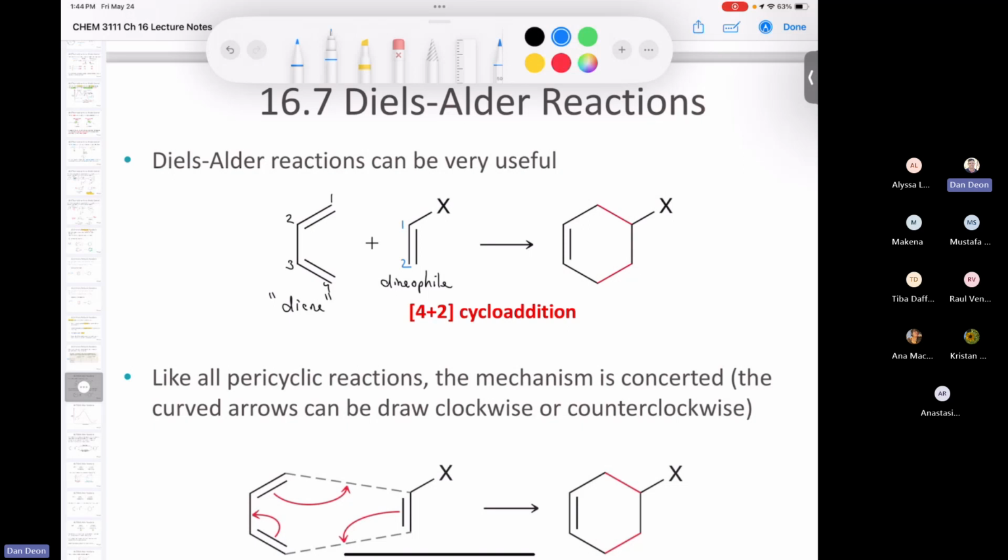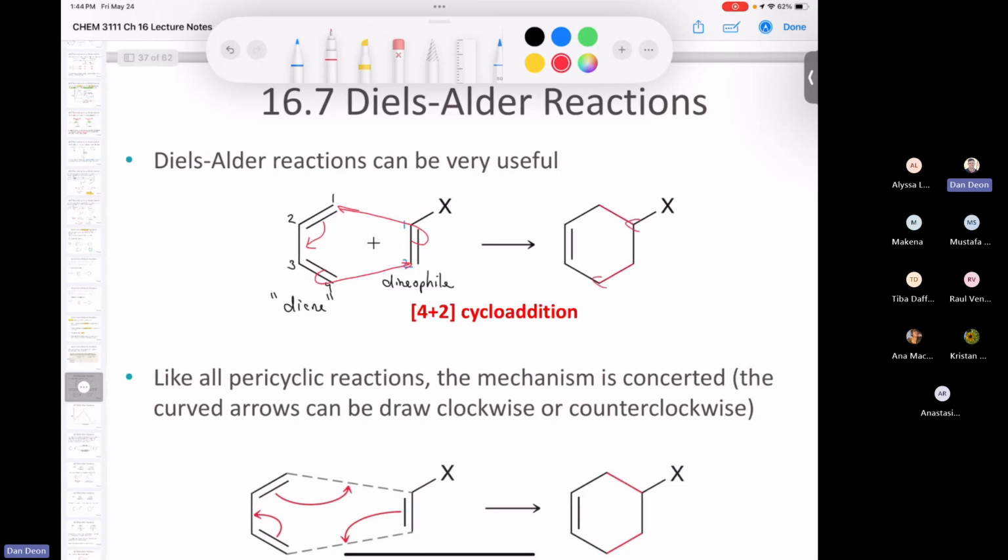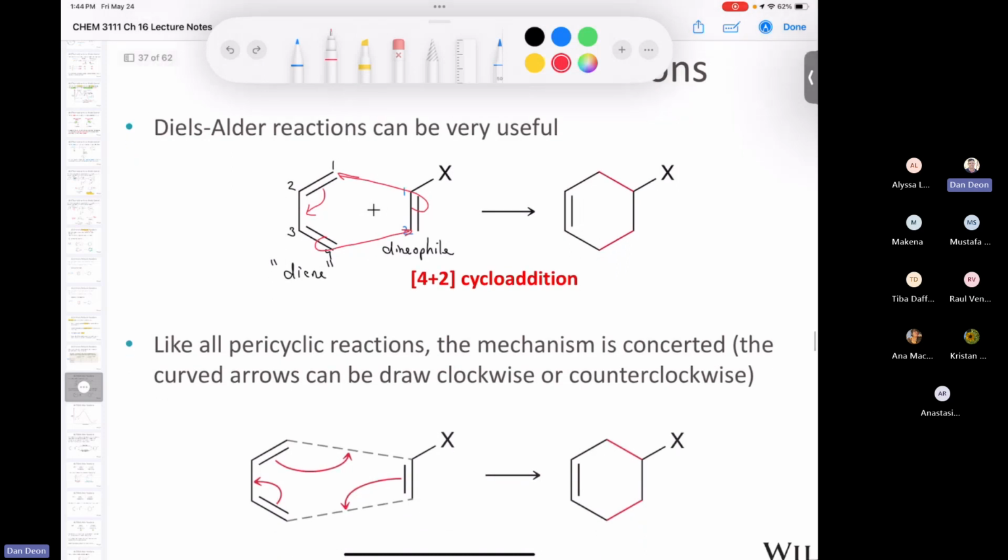You can practice drawing your curved arrows. I like to draw them like this, where I break the pi bond and then drag it through the carbon where the bond is going to be formed. And then I form my new pi bond, and then I drag it through this carbon to show that this carbon and this carbon are involved in forming the new carbon-carbon bond. So again, like I said, you can draw the arrows clockwise the way I have them drawn, or I can erase them and I can do it counterclockwise.